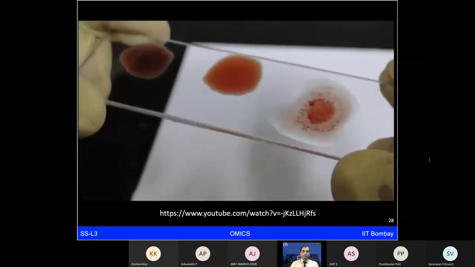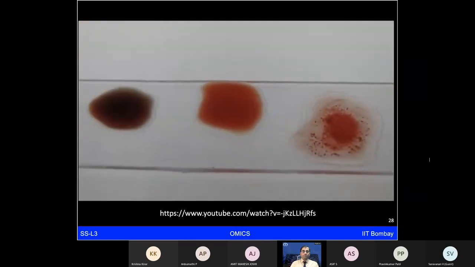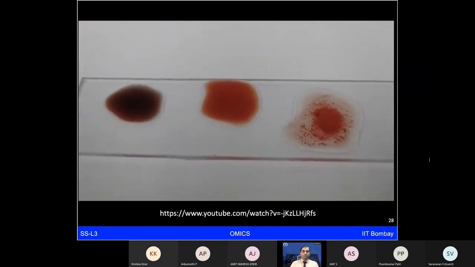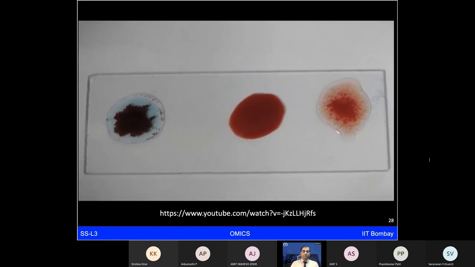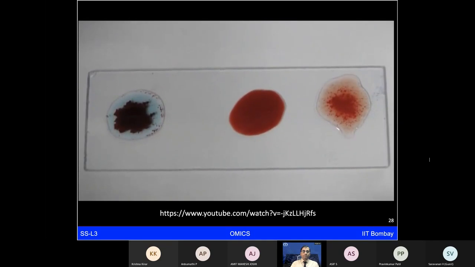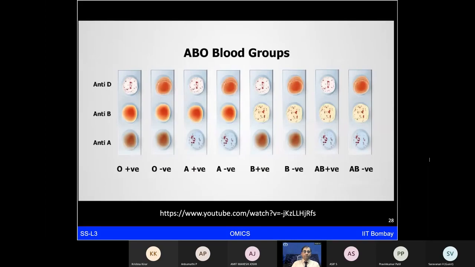When RBCs carrying one or both antigens are exposed to the corresponding antibodies, they agglutinate, that is, they clump together. For example, in this slide, agglutination occurred on the first and the third drops, which corresponds to antigen A and Rh factor. So the blood group is A positive. Thus, we can identify the blood group by noticing the agglutination on the corresponding drops.